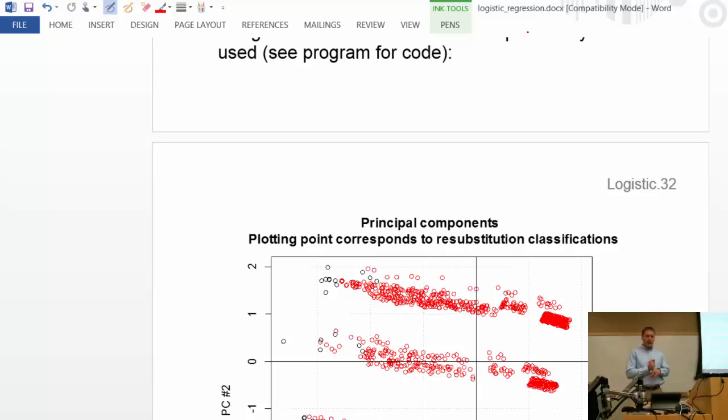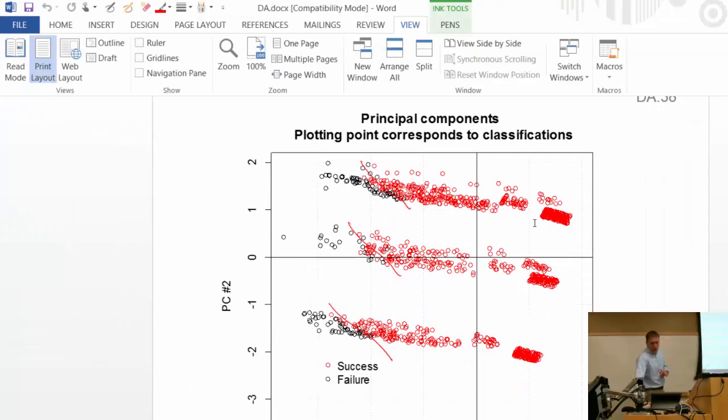Now, with both discriminant analysis and nearest neighbor classification, a way to look at how these methods were classifying the observations was to run a principal component analysis, plot the principal component scores, and color the plotting points by the actual classifications themselves. Just to review a little, for discriminant analysis, this is what we got. This is for linear discriminant analysis.